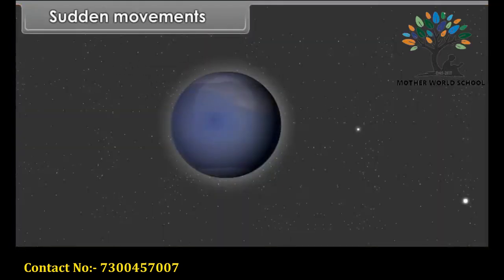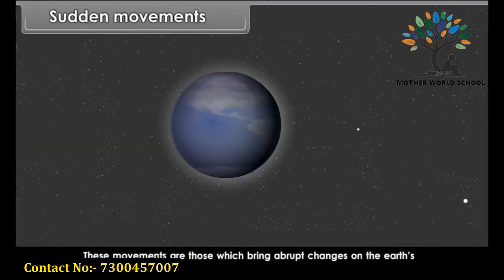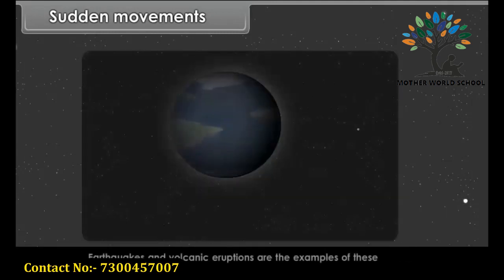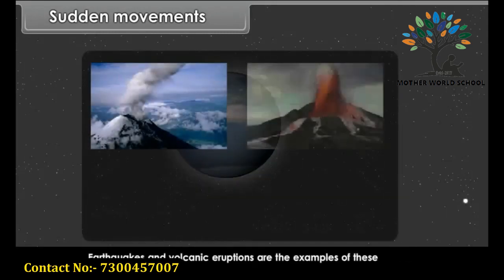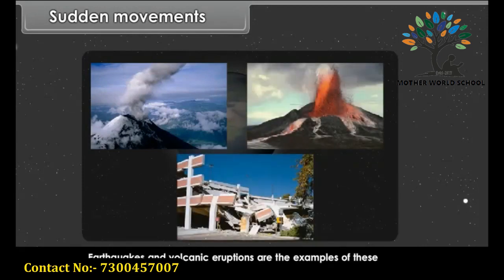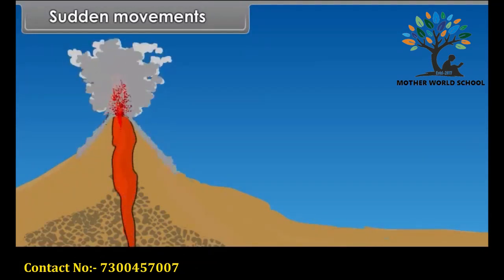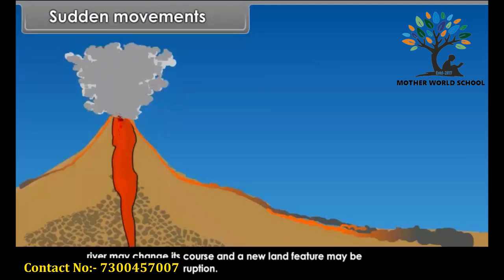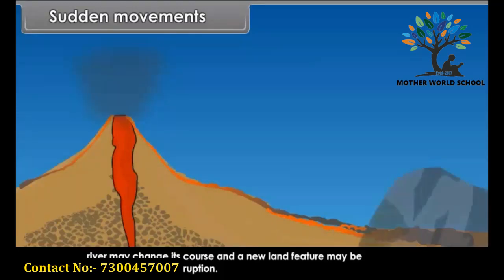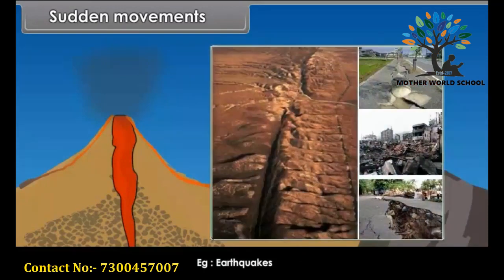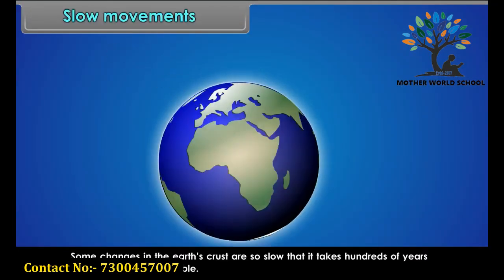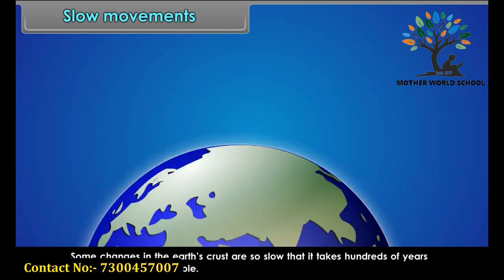Sudden movements. These movements are those which bring abrupt changes on the Earth's surface. Earthquakes and volcanic eruptions are the examples of these movements. The changes are so sudden that a part of land may be fractured, a river may change its course, and a new land feature may be formed due to lava eruption. Example: earthquakes. Slow movements. Some changes in the Earth's crust.